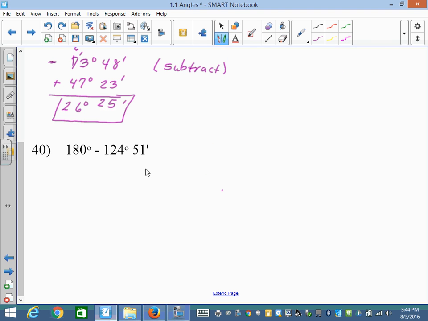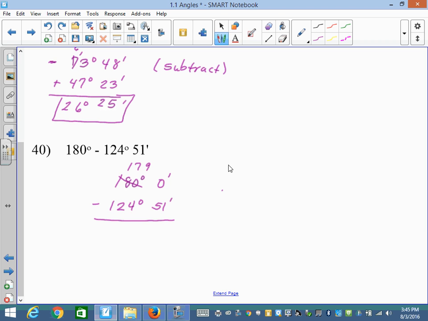And the last one, same kind of idea here. I have 180 degrees and I want to subtract 124 degrees, 51 minutes off of it. So I have 180 degrees and 0 minutes, and I want to subtract 124 degrees, 51 minutes. Just like anything else, this is smaller than this guy, so I want to borrow from him. So this 180 is going to become 179.